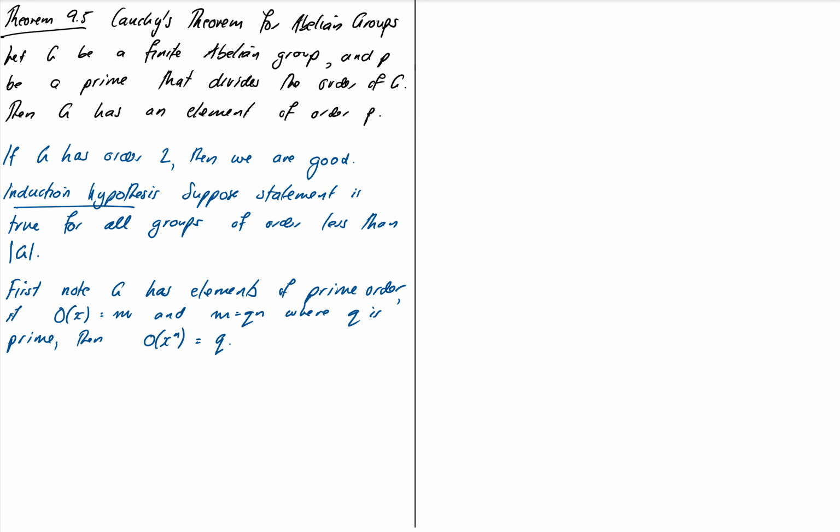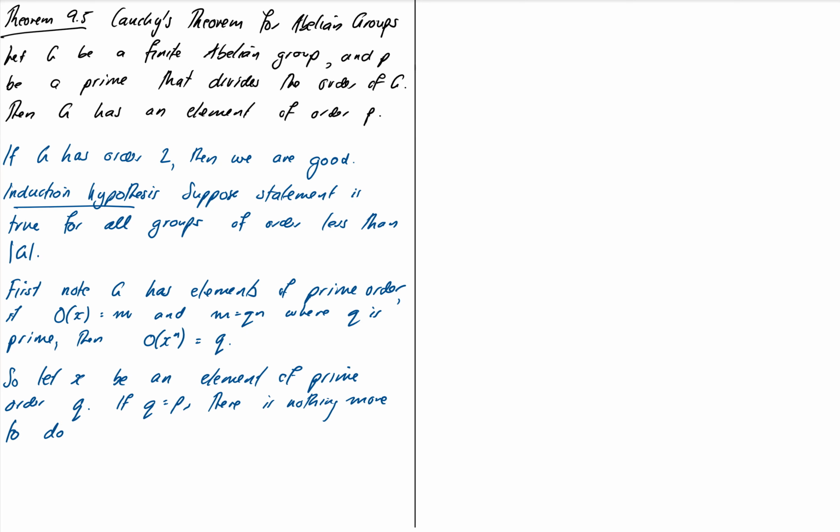Right, so now we've established that our group has an element of prime order. So we're going to choose one. Let X be an element of prime order Q. Okay, it's not necessarily P. P is already set in our theorem, so we're just going to call this one Q. Right, if Q equals P, there is nothing more to do. Otherwise, we need to keep going.